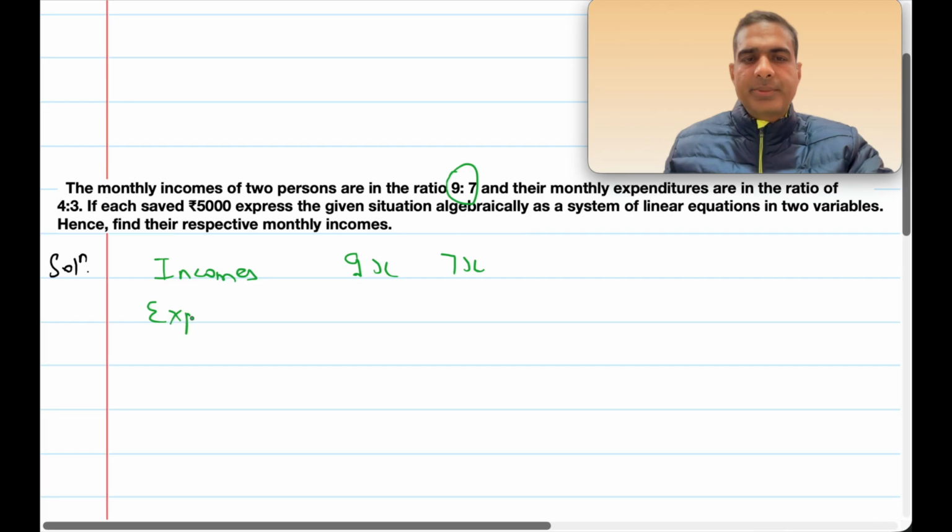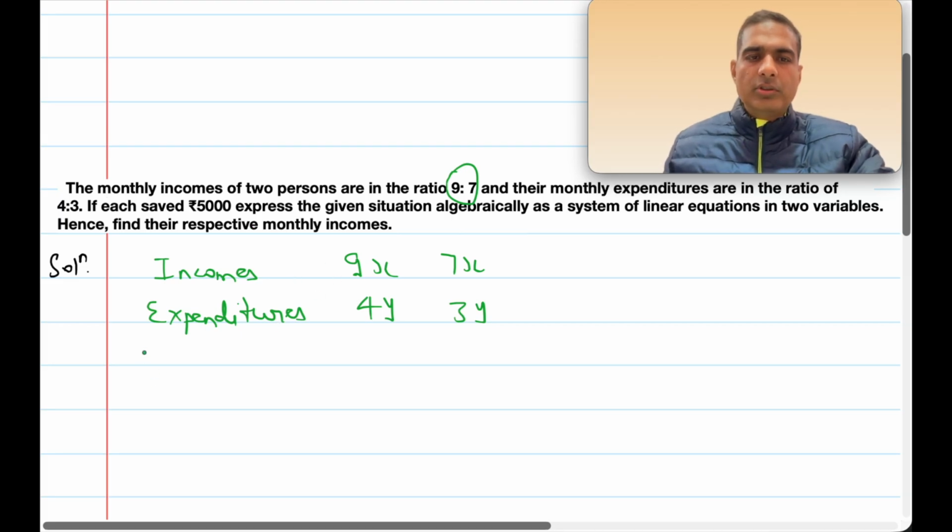And their expenditures are in the ratio of 4:3. So we can write 4y and 3y as their actual expenditures. Remember, we will not take 4x and 3x because it is not necessary that the same real number will make the ratios same. Now the question is saying each person saved rupees 5,000.